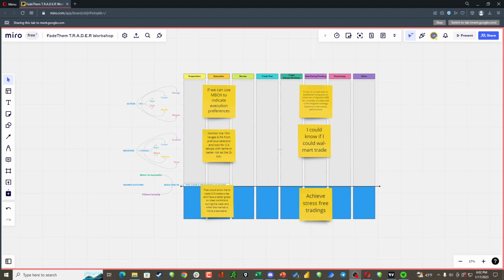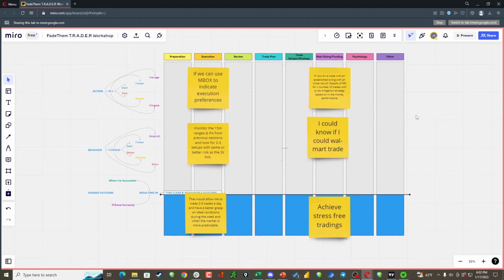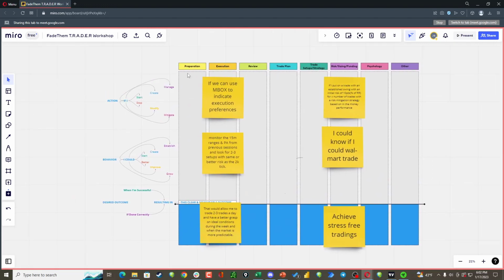And as I lay this out, what I want you to see on the board itself, and let me just confirm you can't see the board, correct? I can, yes. Okay. What I want you to see is that I've created dimensions here. So preparation, execution, review, trade plan, you can read them. And all those really are is just ways to categorize the area that we're going to focus in.